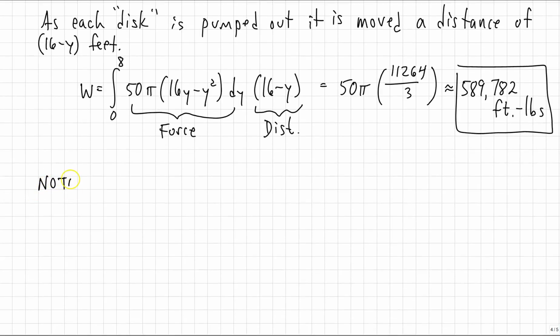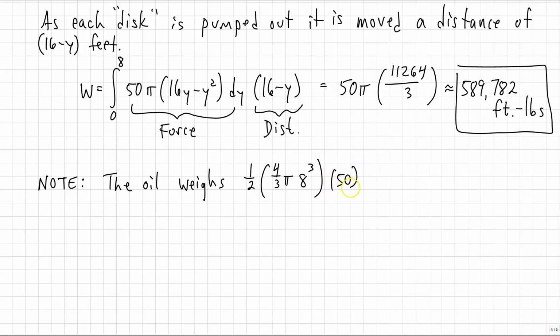So something to consider. All of the oil weighs, it's half the cylinder filled with oil, right? So it'd be half of 4/3 pi r cubed times 50. That's the volume of a sphere, but we only have half of it, and 50 is how much it weighs in pounds per cubic foot. So the oil itself weighs 53,616.5 pounds. That's just how much the oil weighs inside this tank.